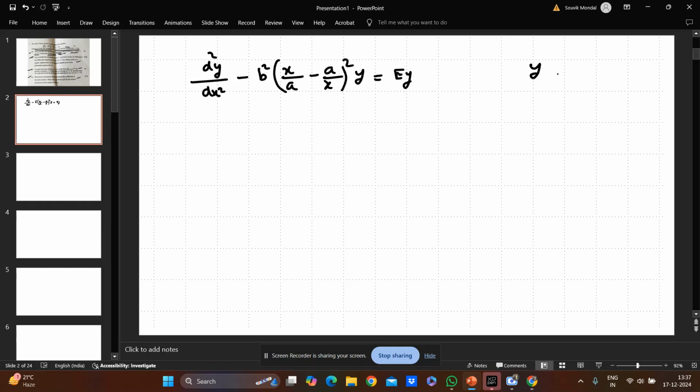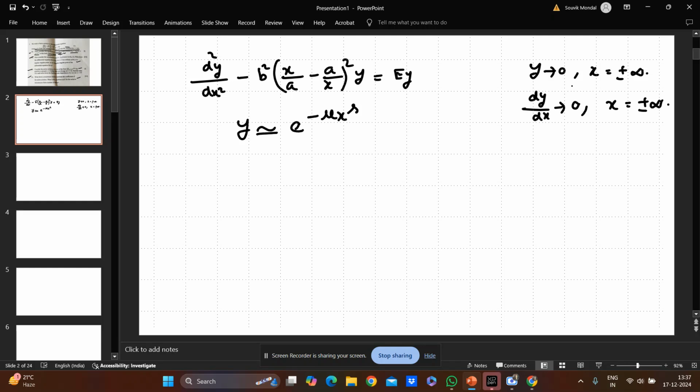They are telling that y goes to 0 at x tends to plus minus infinity. Okay. And dy/dx also tends to 0 at x tends to plus minus infinity. And they are telling you y is some function of e to the power minus mu x to the power lambda. So from these two conditions, can you predict something about lambda? What should be lambda? Can you predict something? So pause the video and think a little bit. I will tell you what should be the value.